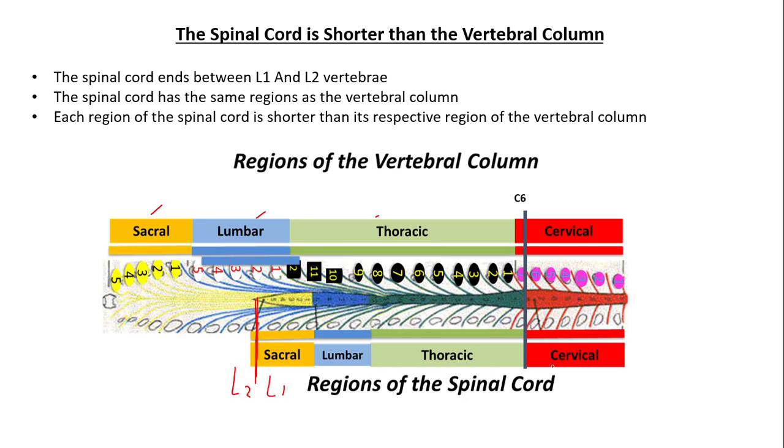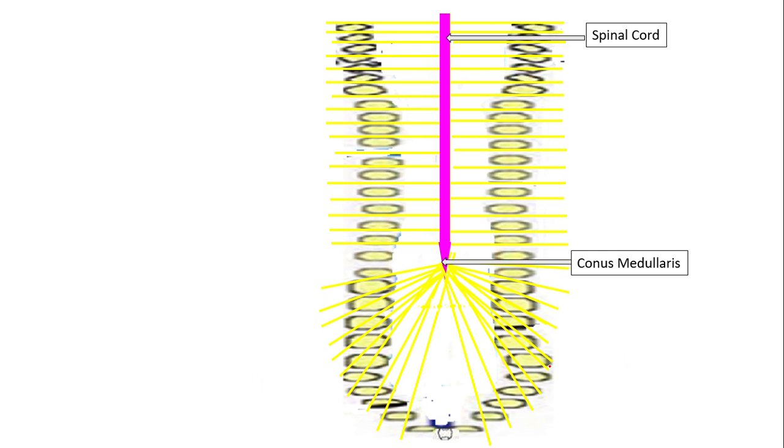The thoracic region of the spinal cord ends in between thoracic 8 and thoracic 9 vertebrae, and the lumbar region of the spinal cord ends at T11 vertebra. The sacral region of the spinal cord ends in between lumbar 1 and lumbar 2 vertebrae. So each region of the spinal cord is actually shorter than its respective region of the vertebral column.